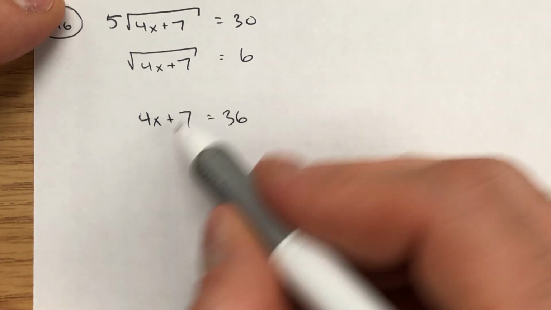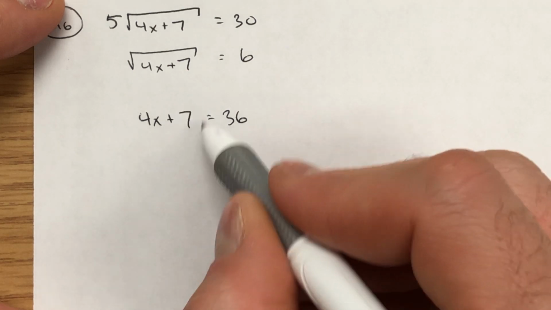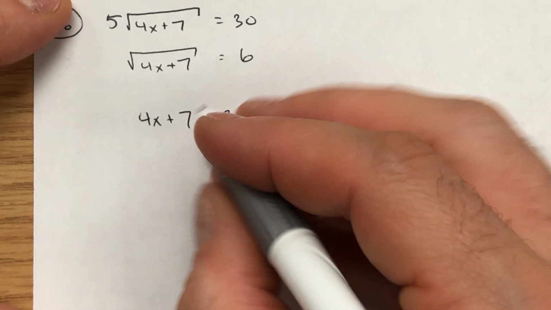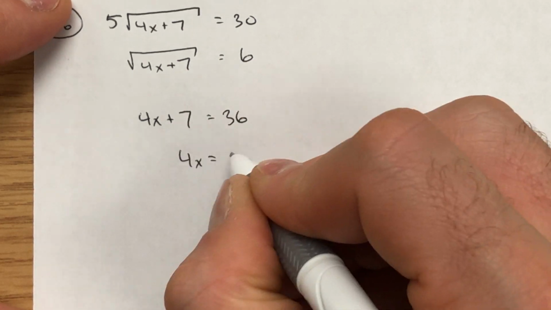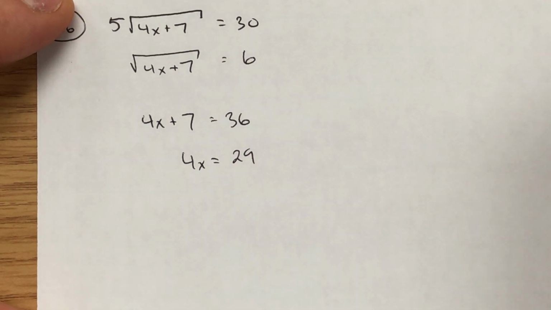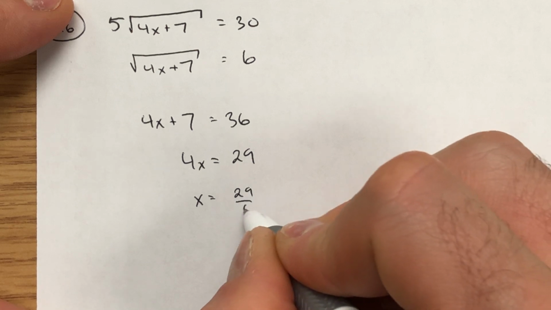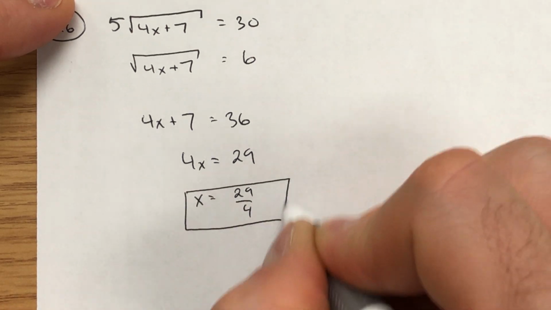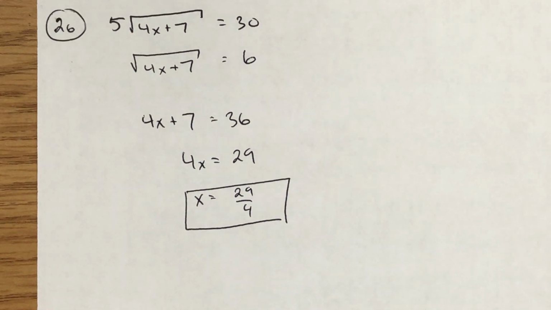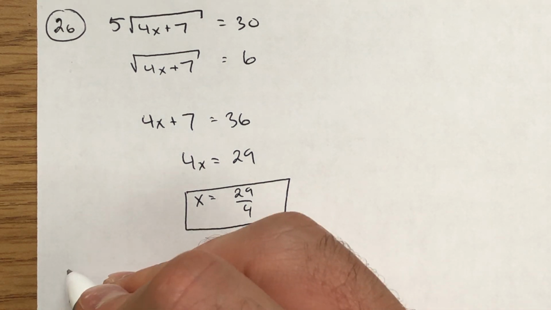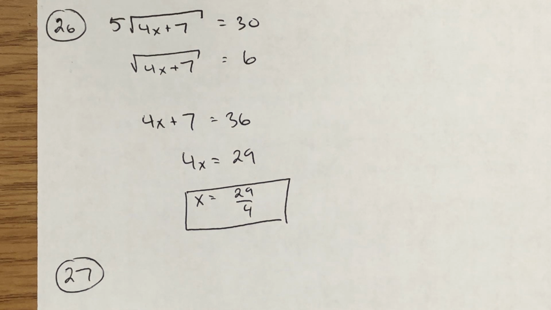At this point, reverse of order of operations, I'm going to do addition, subtraction first. I'm going to subtract 7, and then I'm going to divide by 4. 29 does not divide by 4, so I'm going to leave it just like that. Perfect. That's number 26. Let's take a quick peek at number 27.